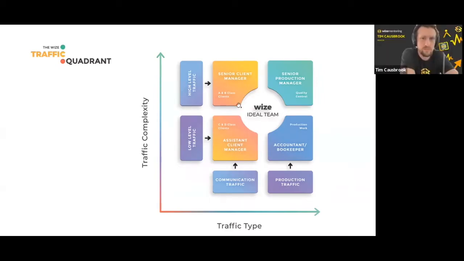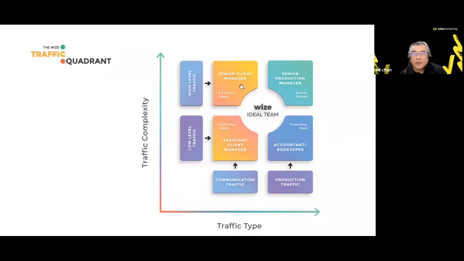The C and D class clients is generally handled by an assistant client manager. An assistant client manager is not as experienced as the senior client manager. So he or she handles the communication with the C and D class clients. And they're in training, I guess, if you like, to become a senior client manager. Now, that's not the same as the top right-hand person, which is the senior production manager.